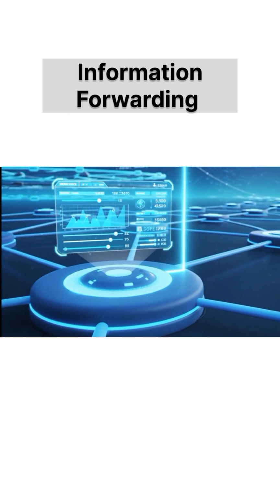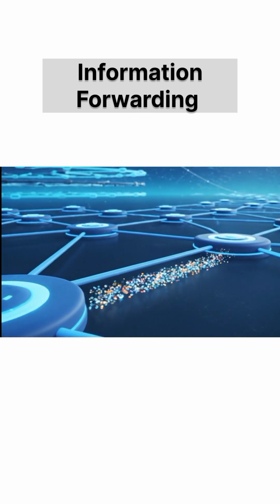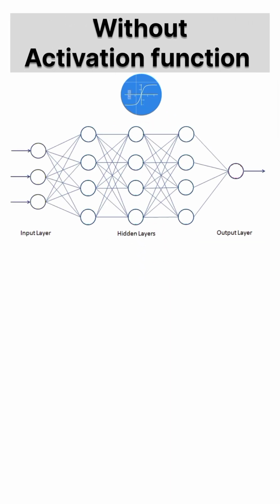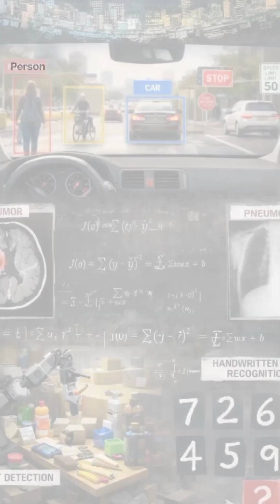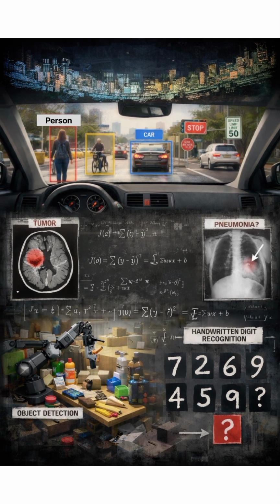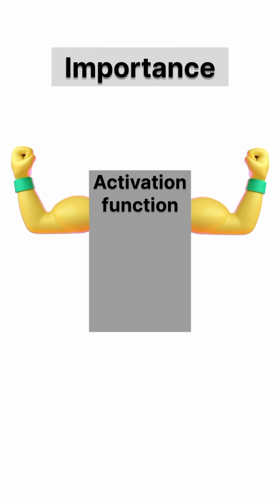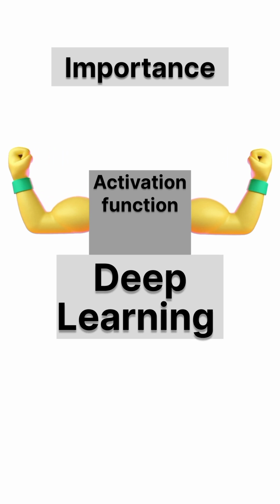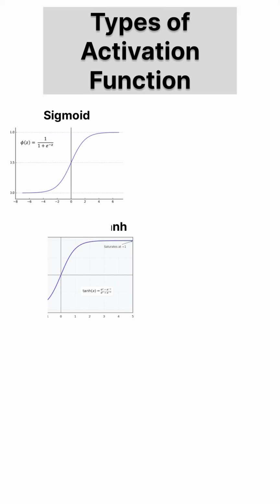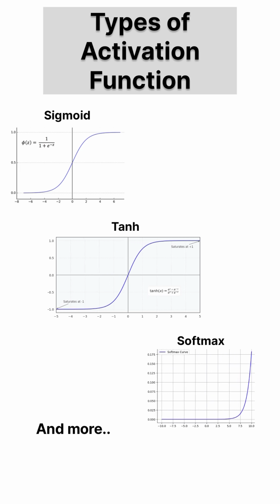In simple terms, activation functions help a neuron decide how much information should move forward. Without activation functions, a deep neural network is reduced to simple linear math, and real-world problems are never linear. That's why activation functions are the backbone of deep learning. Let's discuss various types of activation functions that are used in a neural network.